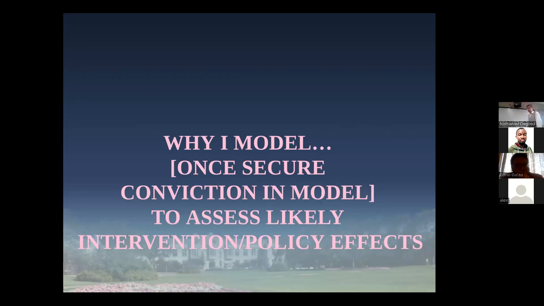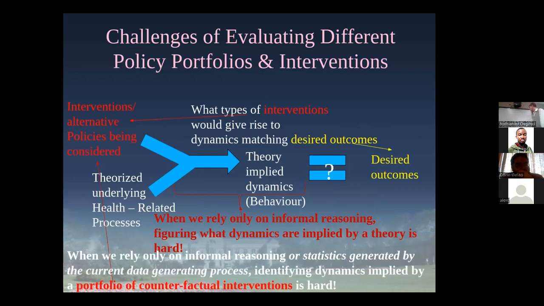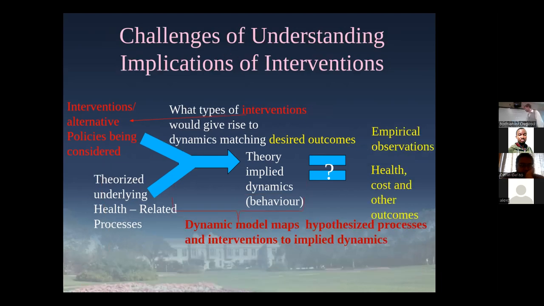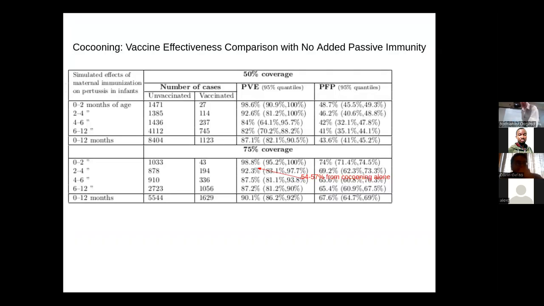Now, once you secure conviction in the model, we can seek to use it to assess intervention effects. Here the idea is that we are using the model as the tool for helping us link up our theory, our interventions, and our outcomes. If we do this in our head, we're doomed to have only very poor understanding of how interventions will affect the situation. We're groping in the dark. But with a model, we can perform this linkage more reliably. It's not that our model is perfect, but it will be so much better in capturing the effects of interventions than our head that it's probably the least bad of the alternatives, a point to which I'll come back.